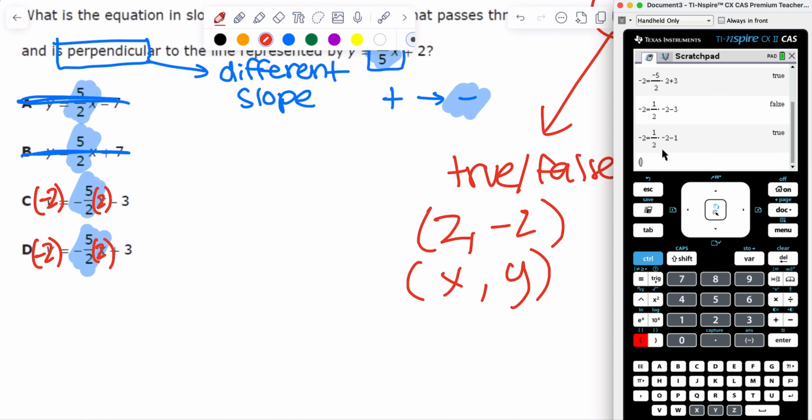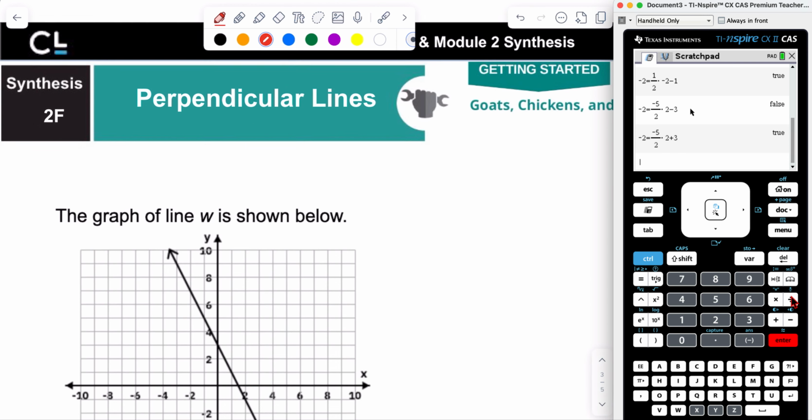We have parentheses -2 parentheses equals negative, control divide, 5 over 2, parentheses 2 minus 3, enter, and that gives me false. So I'm going to try D: parentheses -2 parentheses equals negative, control divide, 5 over 2, plus 3, enter, and that gives me true. So my only option and answer is option D. Okay, so now we are going to try the next one.